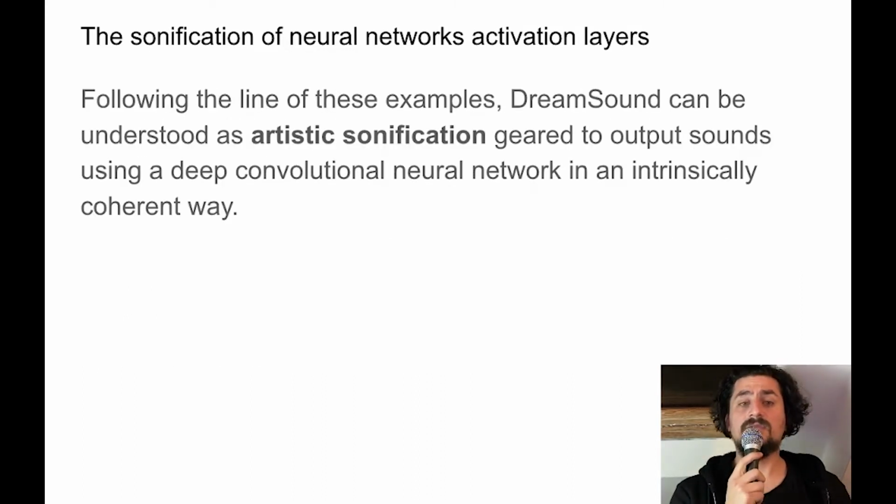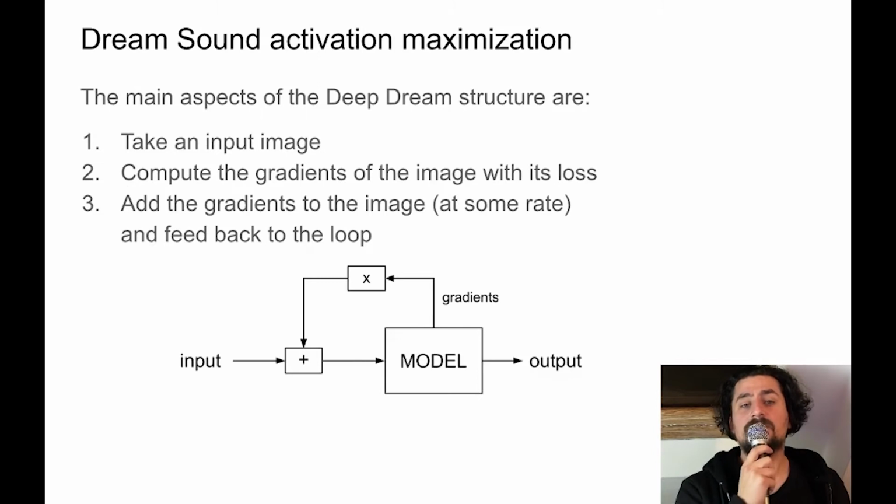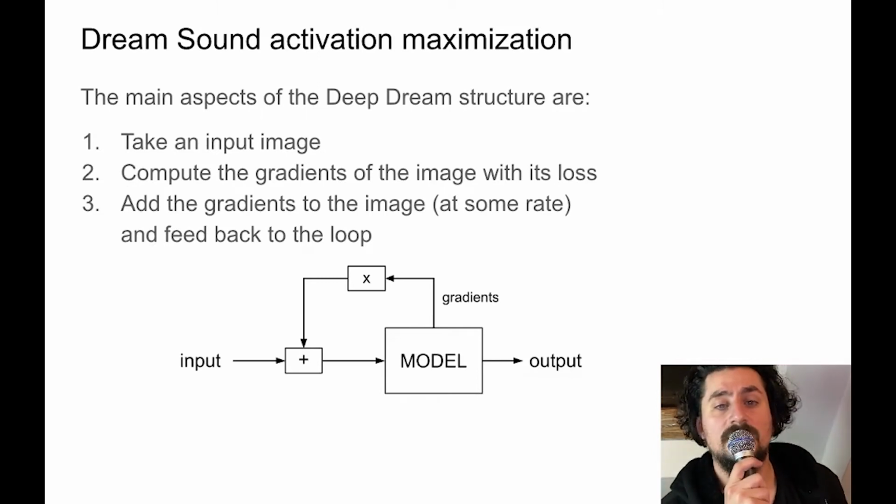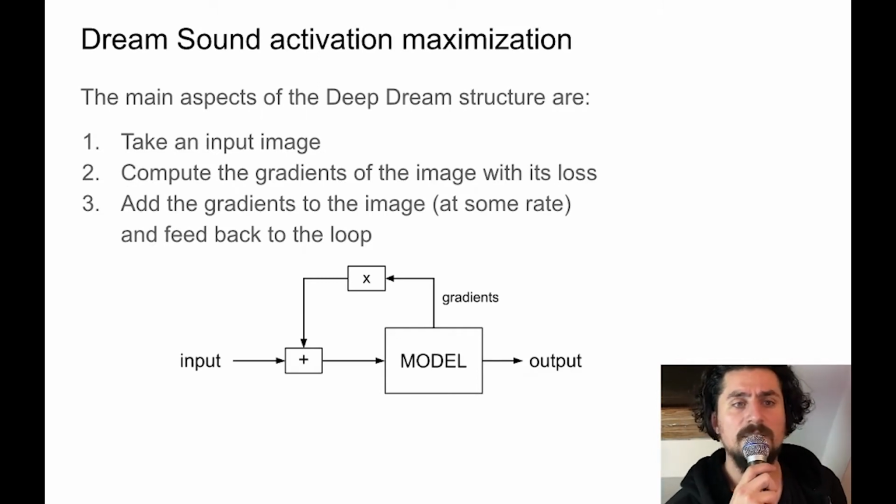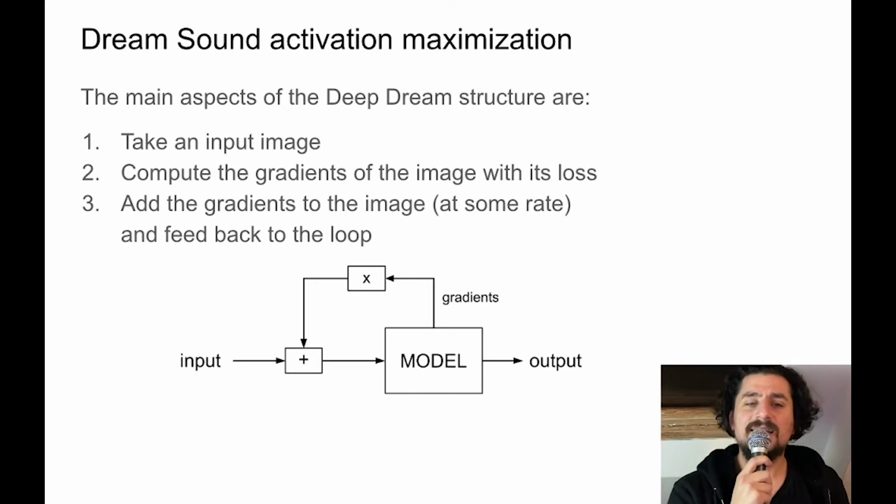Following the line of these examples, DreamSound can be understood as artistic sonification. The main aspects of the Deep Dream structure are as follows. You take an input image, you compute the gradients of the image with its loss, and you add the gradients to the image at some rate and feed back into the loop. This is basically the activation maximization.